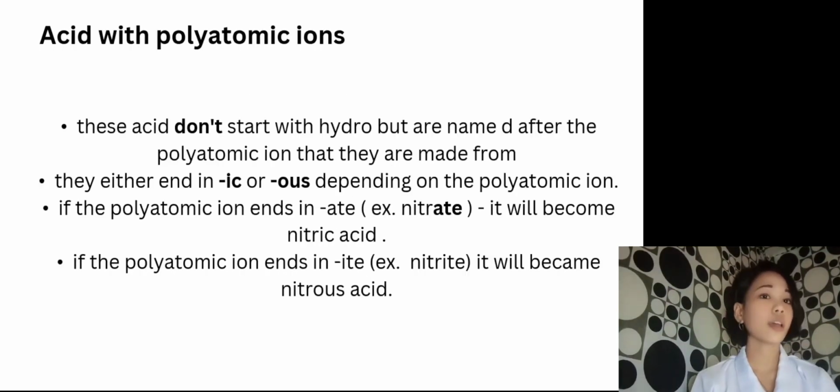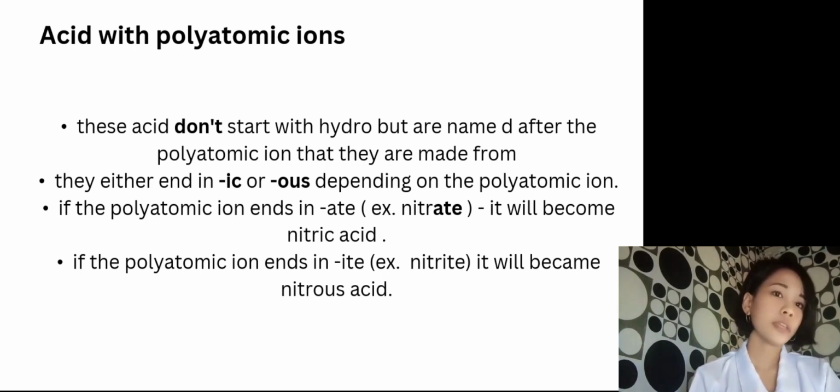If a polyatomic ion is associated with a word that ends with "ate," such as sulfate, nitrate, or phosphate, we must replace it with the suffix "-ic" plus the word acid. And another one, a polyatomic ion that ends with "ite," we must replace it with the suffix "-ous."